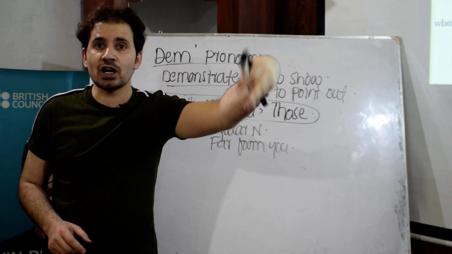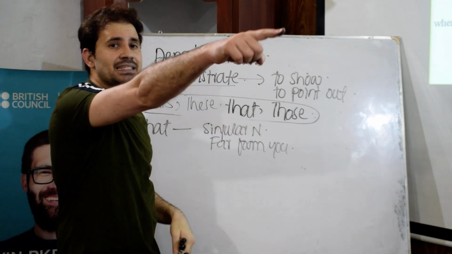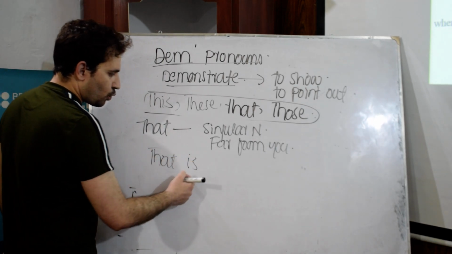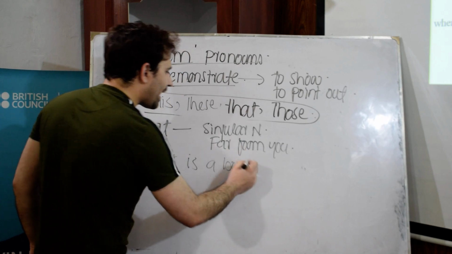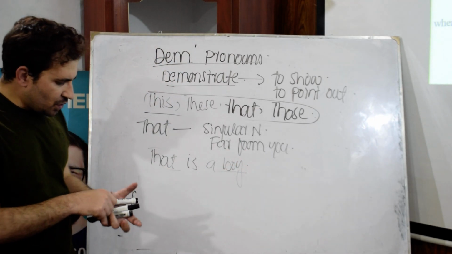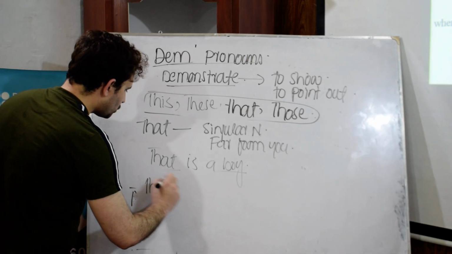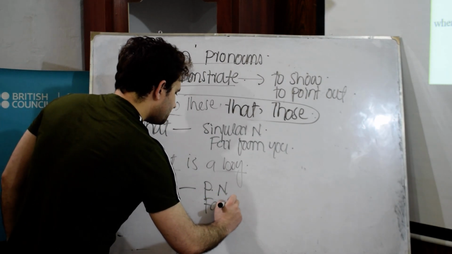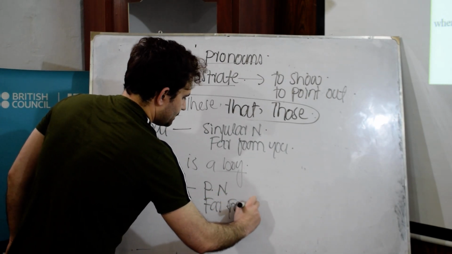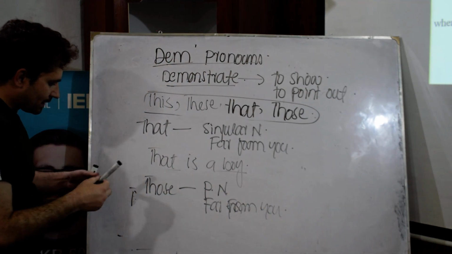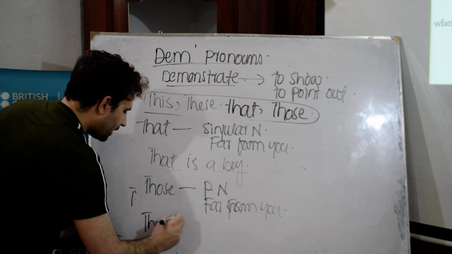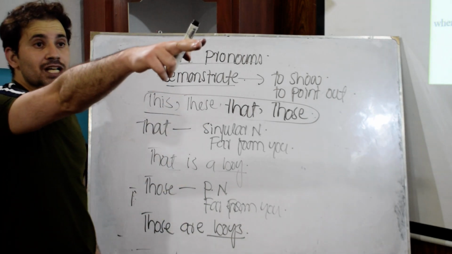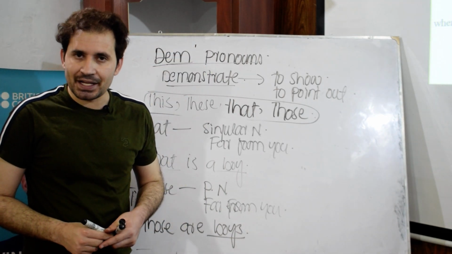He's far from me and I want to point him out, so I need to use a demonstrative pronoun. I can say, that is a boy. Again, I will have to use that plus is, a singular verb, plus one noun. When do we use those? Those is used when a noun is plural, and that noun, again, is far from you. It's not near. So how can I say? I can say those, and those is followed by are, and I will put here boys, a plural noun. Those are boys.